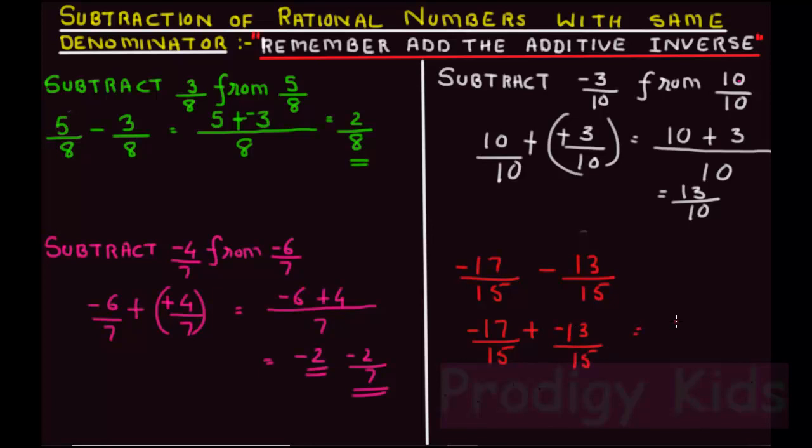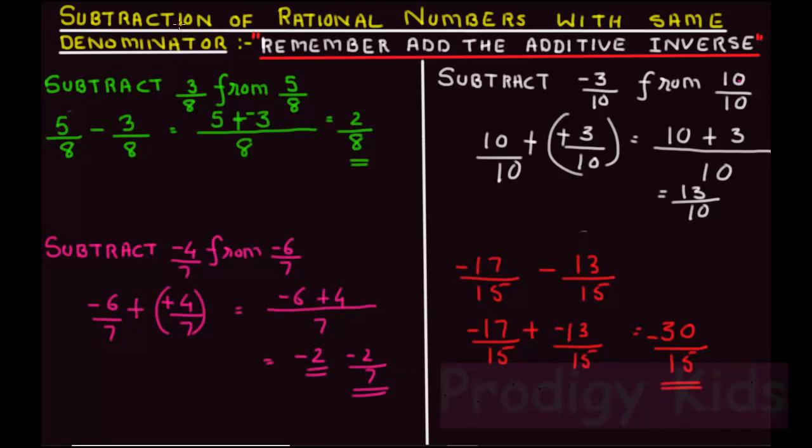So how much do you get here? You get 30 by 15. In fact, negative 30 by 15, because negative 17 added to negative 13 gives us negative 30 by 15. How's that? Let me reiterate.